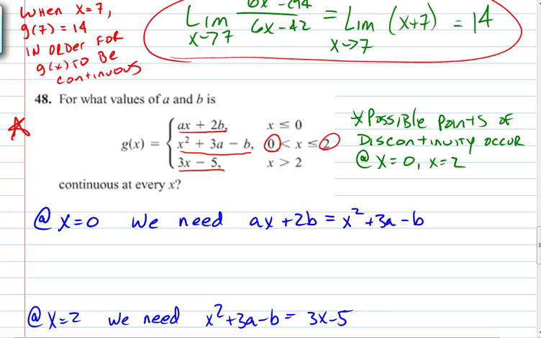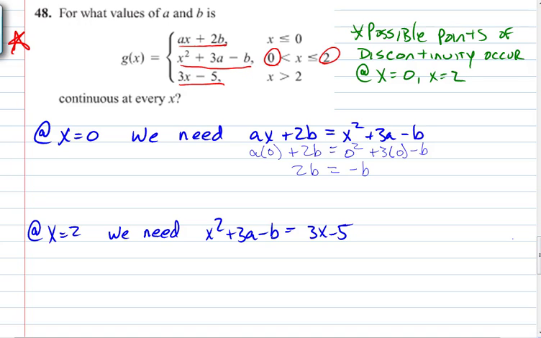So working with this top one up here, when x is 0, what am I going to get? A times 0 plus 2b equals 0 squared plus 3 times 0 minus b. So when I simplify this, I get 2b equals negative b. So far, so good? Yeah. And I got that by plugging in a 0 for x. All right.